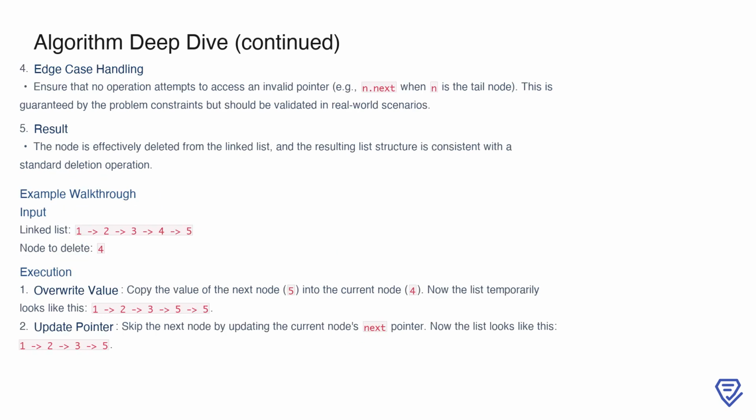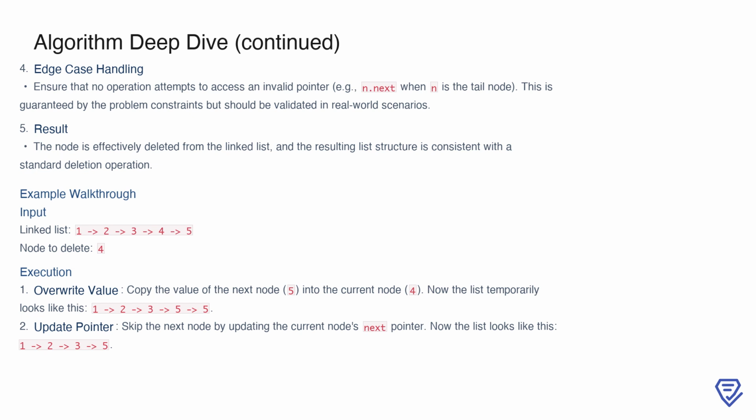To further refine the process, let's address edge cases and clarify the result. The algorithm relies on the guarantee that the input node is not the tail, as accessing n.next for a tail node would lead to invalid operations. Assuming valid input, the node is effectively removed without disrupting the structure of the list. For instance, consider the list 1-2-3-4-5 with 4 as the node to delete. First, we copy the value 5 from the next node into the current node, temporarily making the list look like 1-2-3-5-5. Then, we update the next pointer of the current node to skip the next node, resulting in the final list 1-2-3-5.